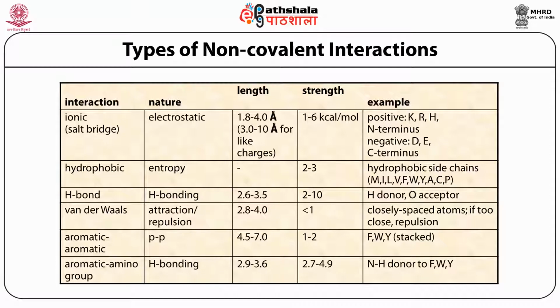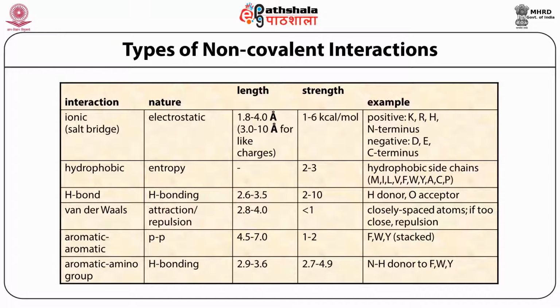The other force is hydrophobic interaction, which is entropic in nature, and its strength is 2 to 3 kilocalorie per mole. The residues involved in hydrophobic interaction are methionine, isoleucine, leucine, valine, phenylalanine, tryptophan, tyrosine, alanine, cysteine, and proline. Another important interaction is hydrogen bonding, which exists between 2.6 to 3.5 angstrom, and its bond energy is 2 to 10 kilocalorie per mole, and it is based on hydrogen bond donors and acceptors.